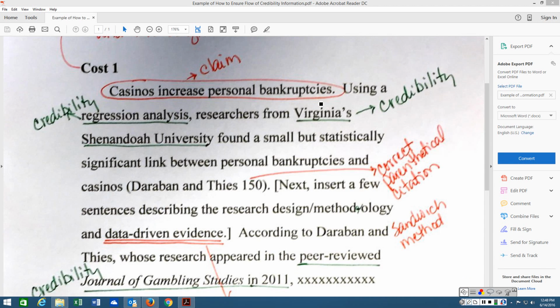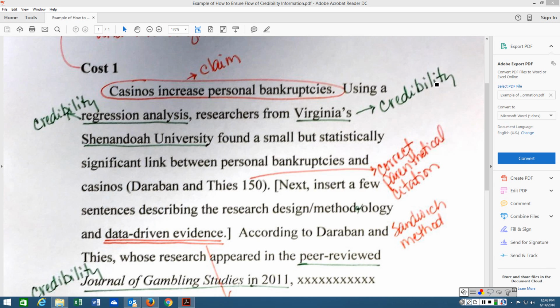Casinos increase personal bankruptcies. This was one of our topics from the spring semester. So that is your claim, and then you're going to move into your credibility and your evidence, but you want to integrate and weave this information together and not make it super disjointed, which is a problem that we have sometimes. So make sure that as you are introducing your evidence that you're also introducing some of the study design and credibility along with it.